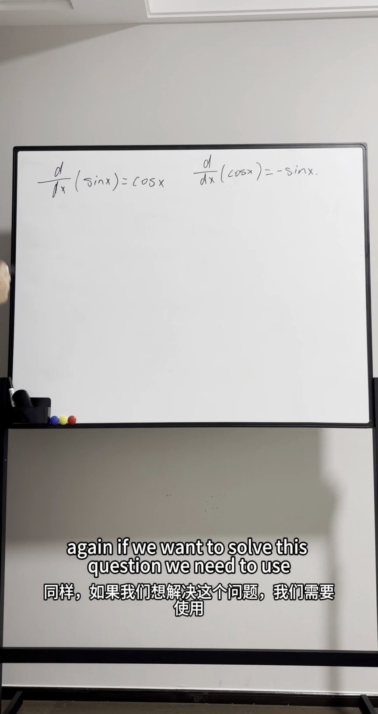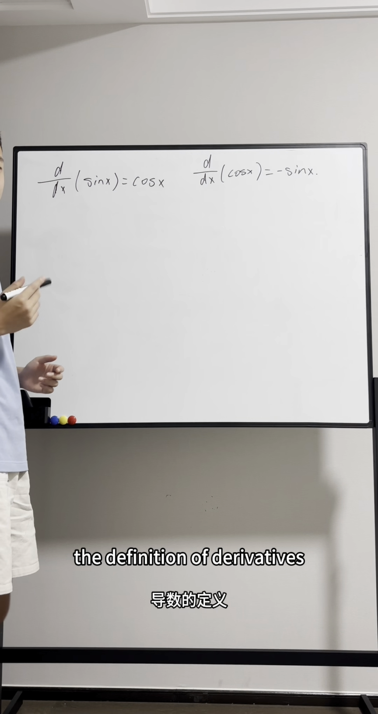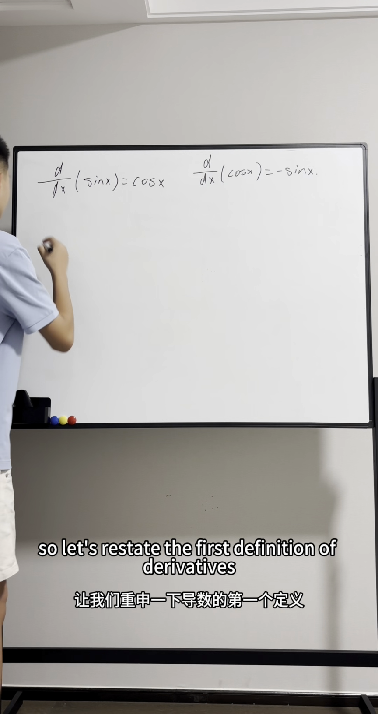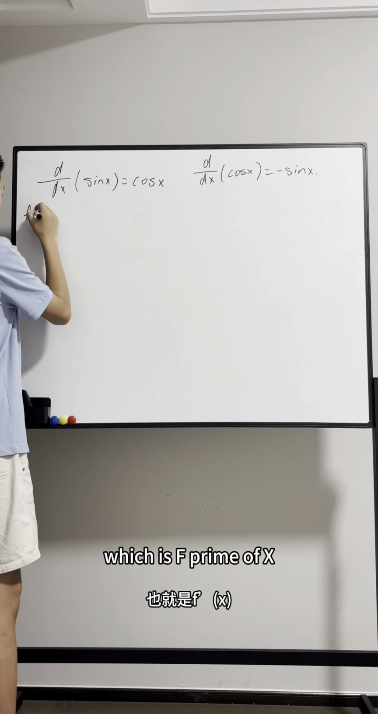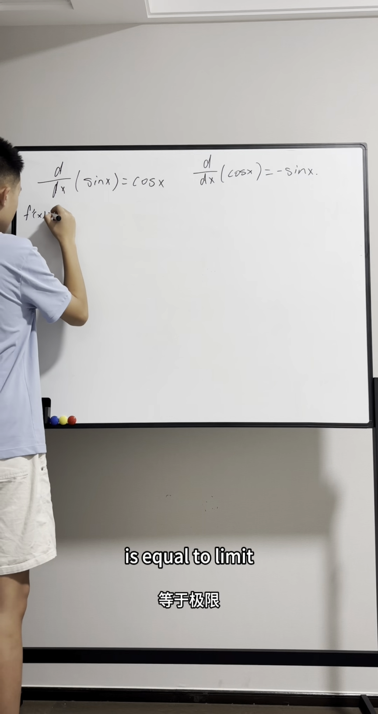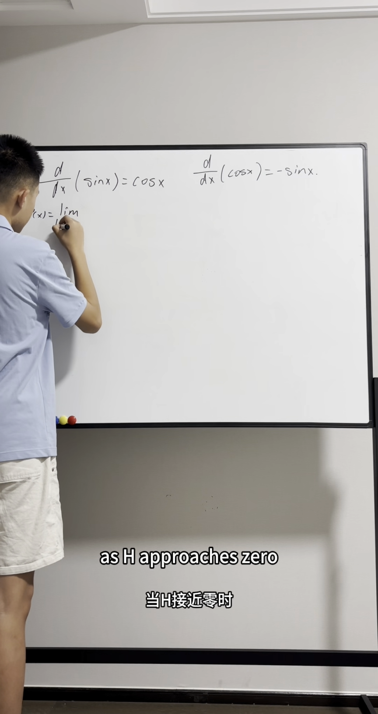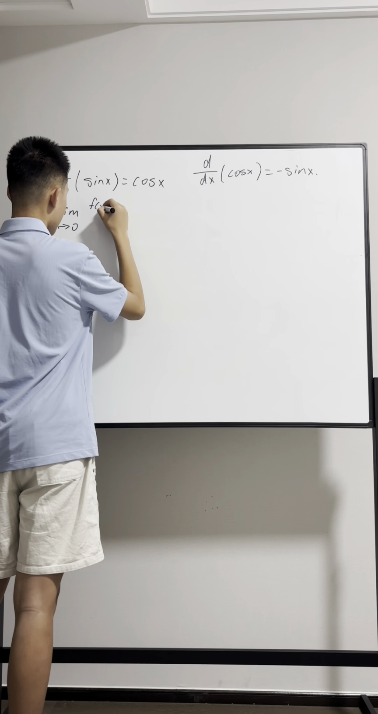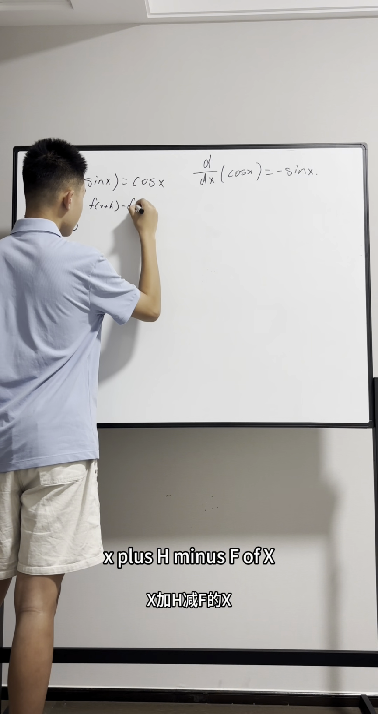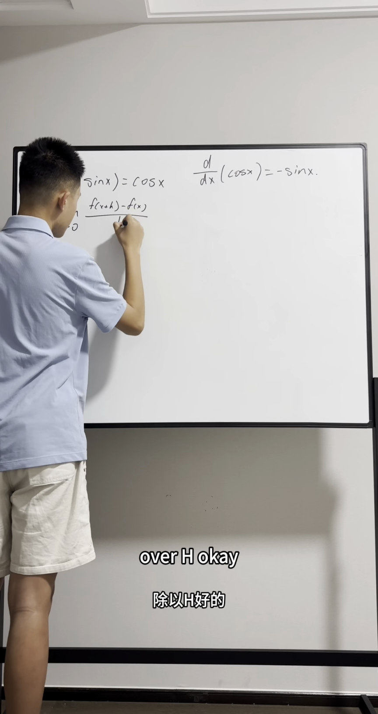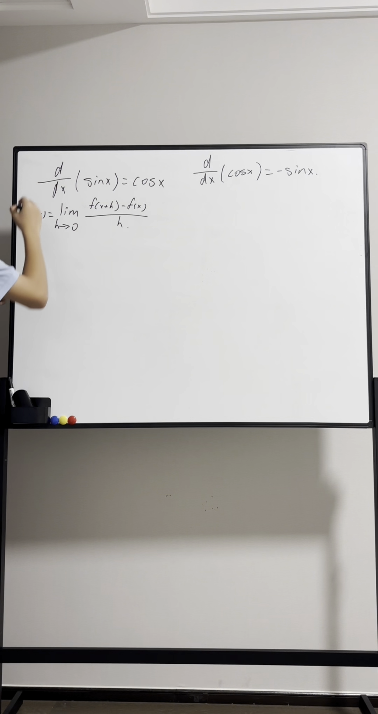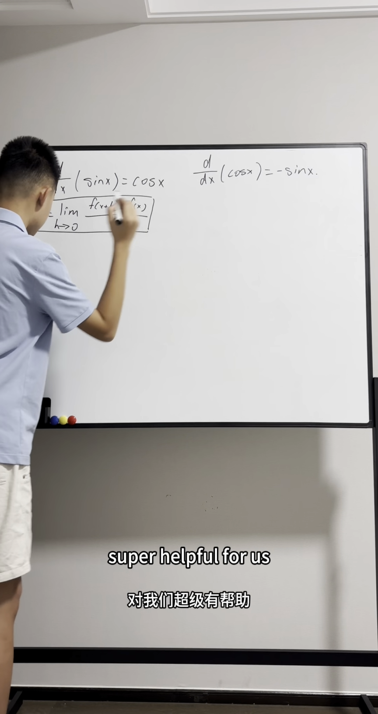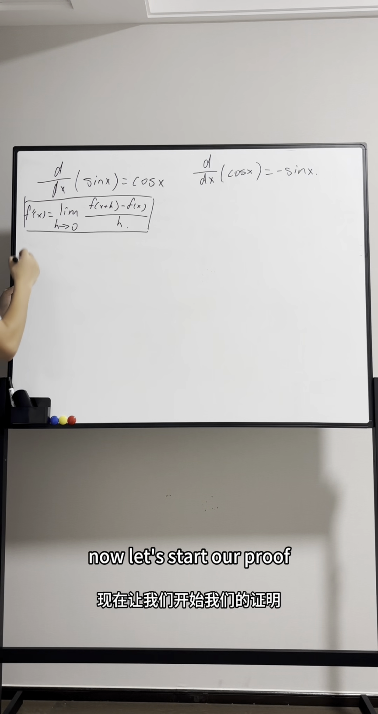Again, if we want to solve this question, we need to use the definition of derivatives. So let's restate the first definition of derivatives, which is f prime of x is equal to the limit as h approaches 0 of f of x plus h minus f of x over h. Okay? So again, this is going to be super helpful for us. Now let's start our proof.